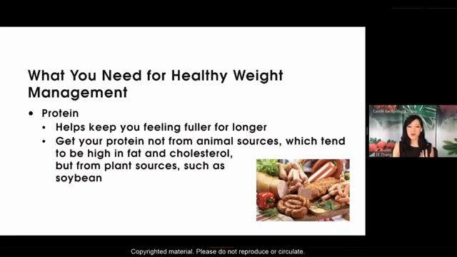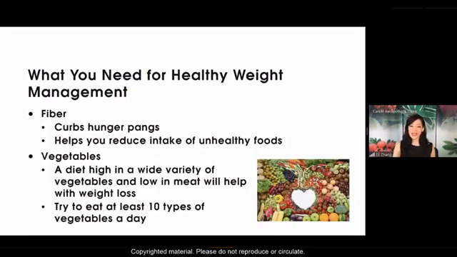Now, you want to get your protein not from animal sources, because animal sources can have fat and cholesterol that we want to avoid, but more from plant sources such as soybean. Another thing we can take in more of is fiber, because fiber helps curb hunger pains and it helps you reduce the unhealthy intake of unhealthy foods. You also want to eat a wide variety of vegetables as well.